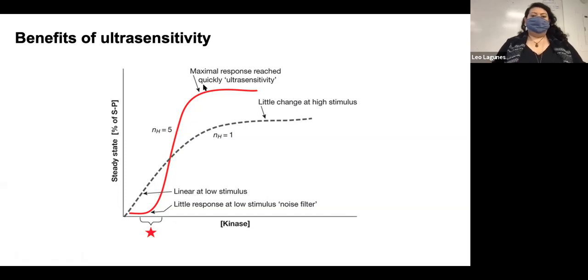So the maximal response is reached quickly if we have ultrasensitivity, while in the Michaelis-Menten, we don't have that. The change is not as fast. The change is gradual. And just to show, the red has the Hill number of 5. So you can see how ultrasensitive and how steep that curve is if you just have a Hill number of 5. Hemoglobin has like 2.7.